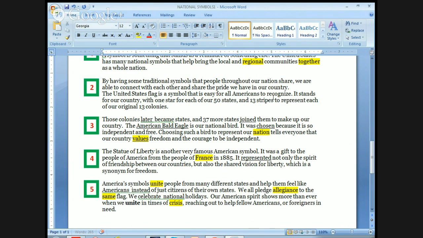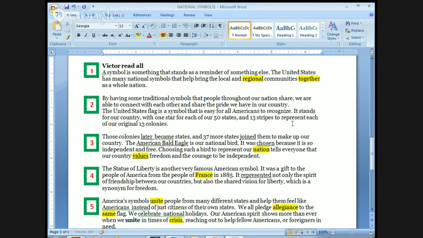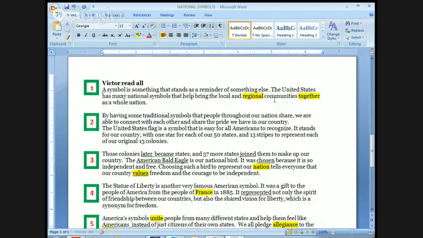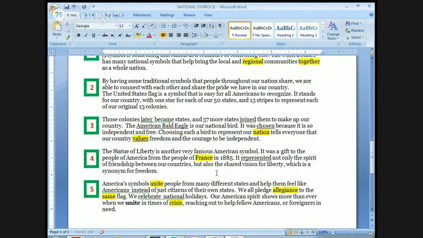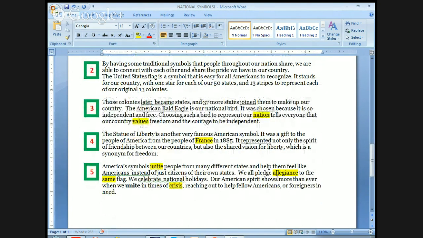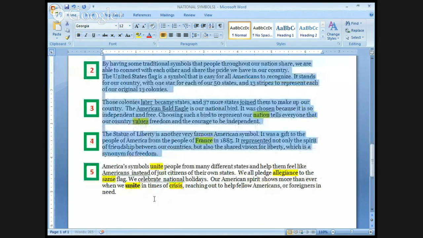You'll notice that there are just a few words that I highlighted in yellow. Regional. Together. Nation. Values. France. You don't want to call it French, it's France. Unite. Allegiance. Same. And again, it is unite. Crisis. Very good.